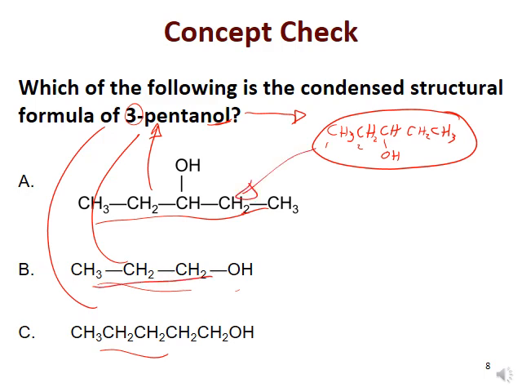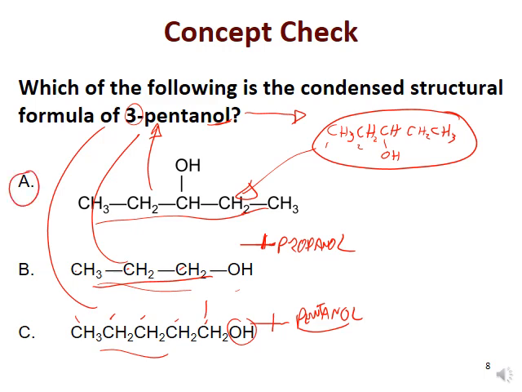So what would this be? This would be 1, 2, 3. That's just propanol, or 1-propanol. That looks like 1 dash. And this is 1, 2, 3, 4, 5. So that's 1-pentanol. Not 3-pentanol, because the OH is on the first carbon. Okay. So clearly A is the right answer here. Moving on.